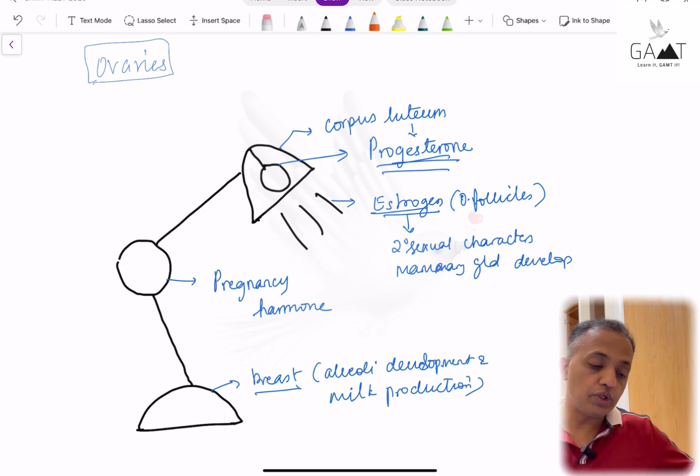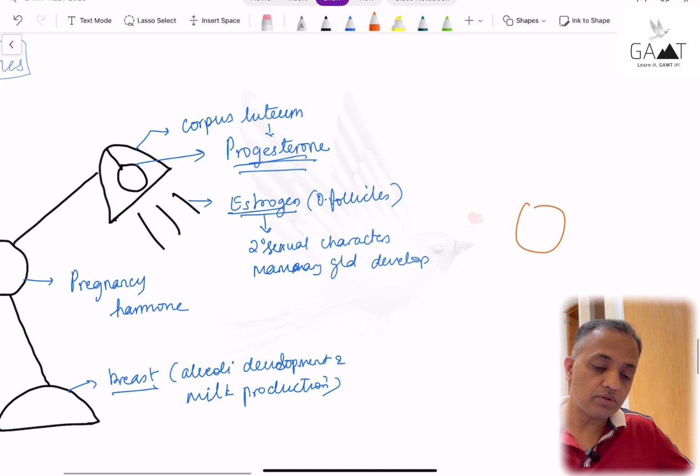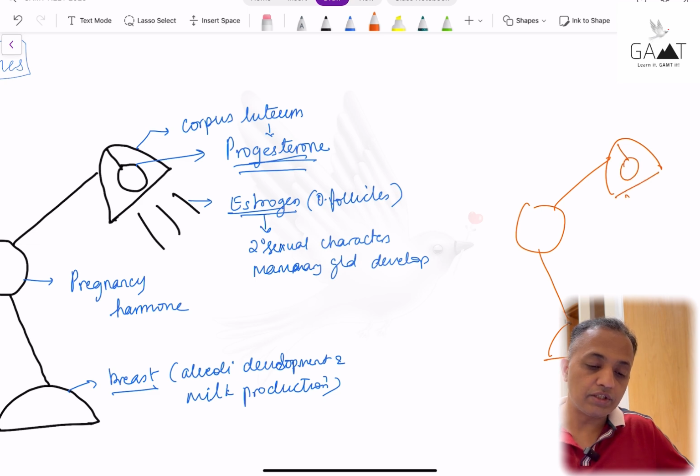The ovaries secrete two types of hormones. So this is a lamp. This is the junction of the lamp where you can actually bend the lamp. This is the foot of the lamp. This is the lamp itself. You have a bulb inside, and then the light is coming out. So this is the GAMT we're going to use for ovaries.